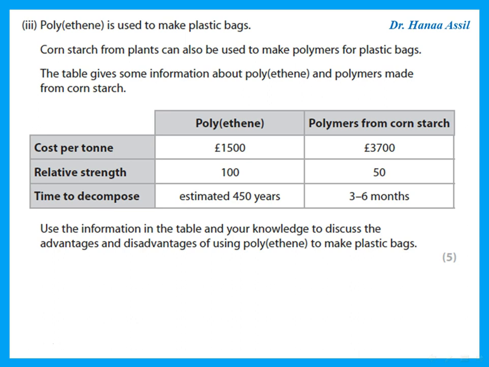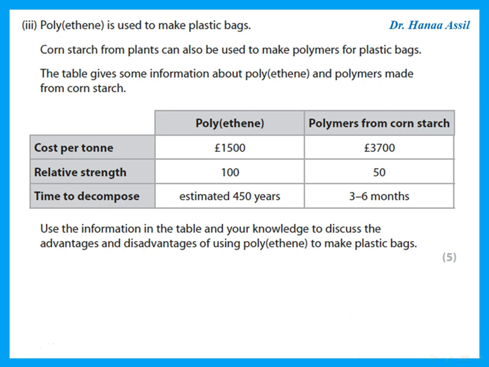Polyethylene is used to make plastic bags. Cornstarch from plants can also be used to make polymers for plastic bags. The table gives some information about polyethylene and the polymers made from cornstarch. So if we're comparing the polymer from ethene and the polymer from cornstarch, which one is cheaper? Actually, the polyethylene is cheaper. Which one is stronger? The polyethylene is stronger. Which one takes time to decompose? Well, the polyethylene will take a long time to decompose as compared to the polymer from cornstarch.